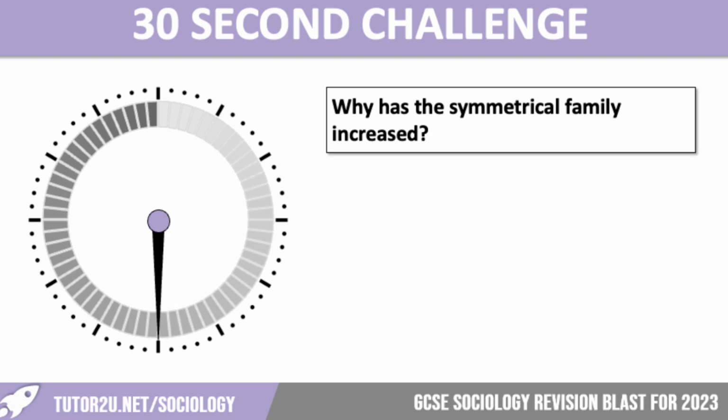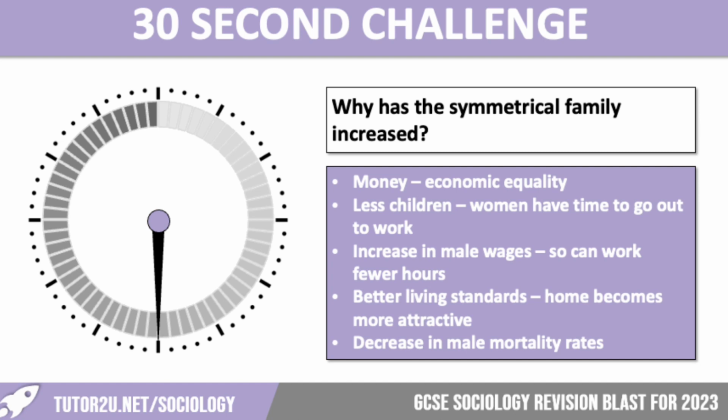Okay, so this term symmetrical family is from Willmott and Young. Let's have a look. The symmetrical family itself means that families are a little bit more balanced in terms of conjugal roles. So men and women are doing similar roles within the household. We've got the fact that people are earning more money, so there's economic equality. Women are going out to work, so therefore they're contributing a bit more to the household budget.